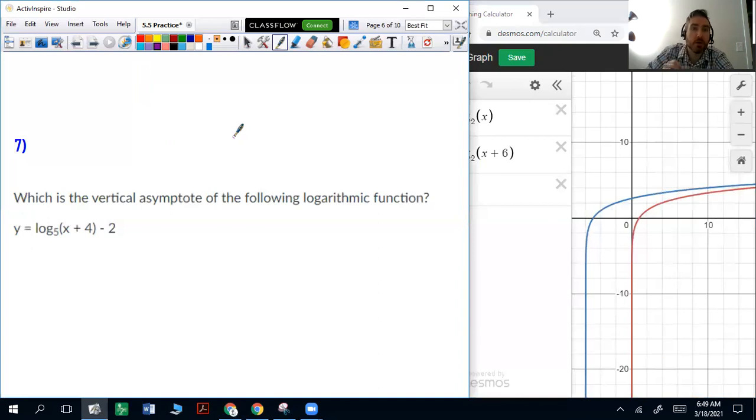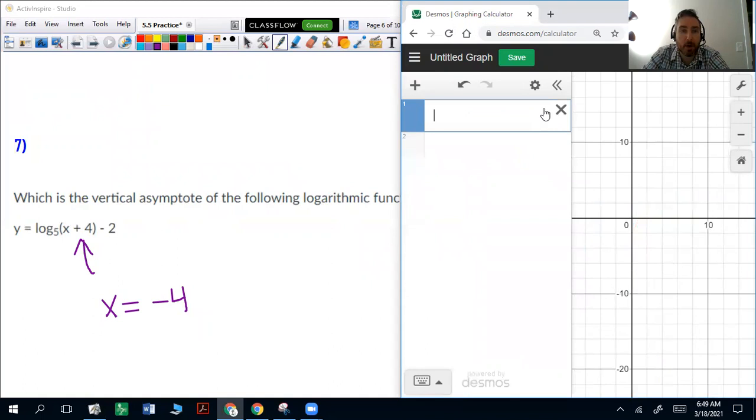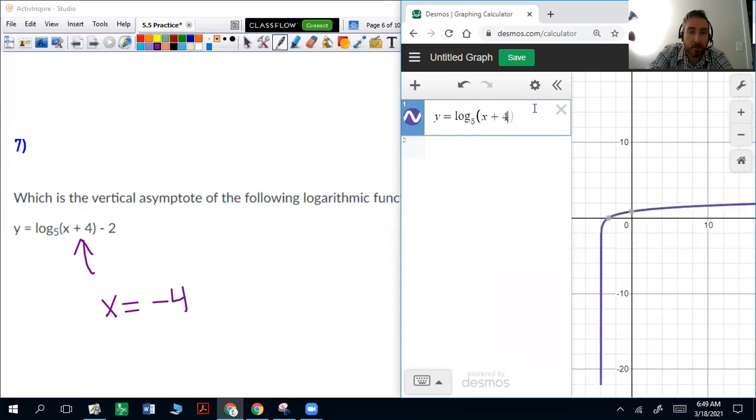Question 7, what's the vertical asymptote? So the vertical asymptote's basically just going to be the opposite number in there. So it's going to be x equals -4. Remember, an asymptote is a number where there is a line that the graph approaches but doesn't touch. So if you graph the log function, log base 5, x plus 4 minus 2.